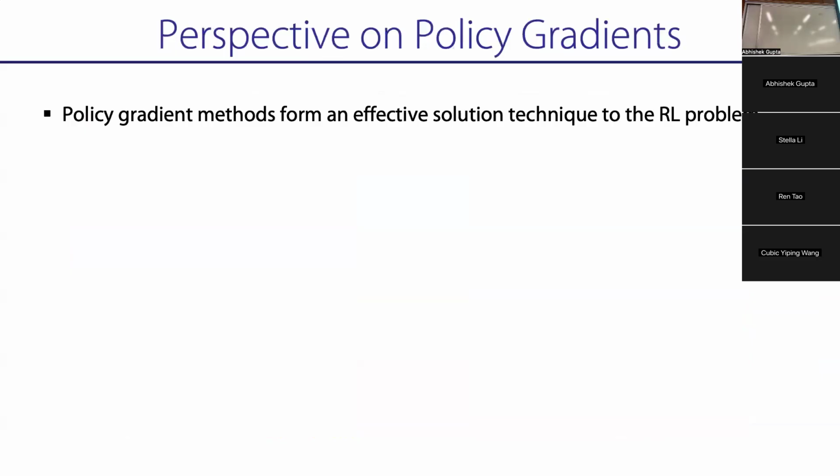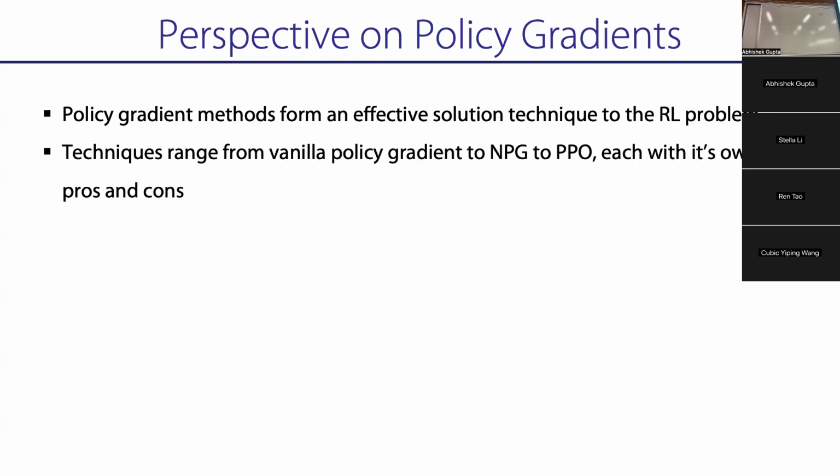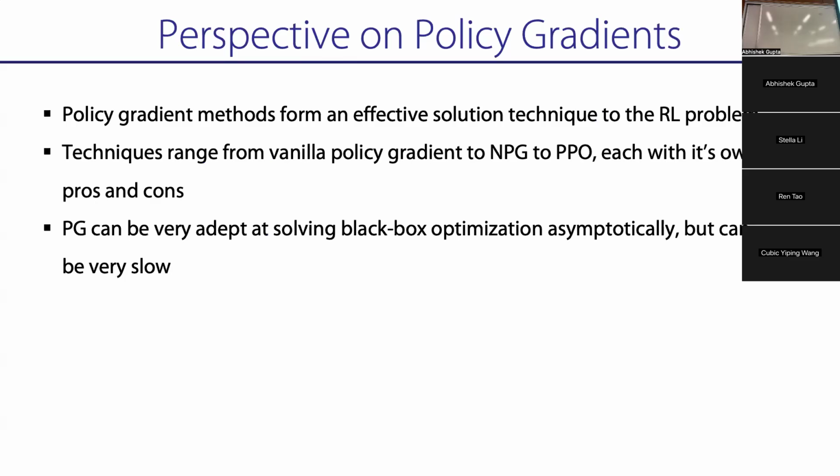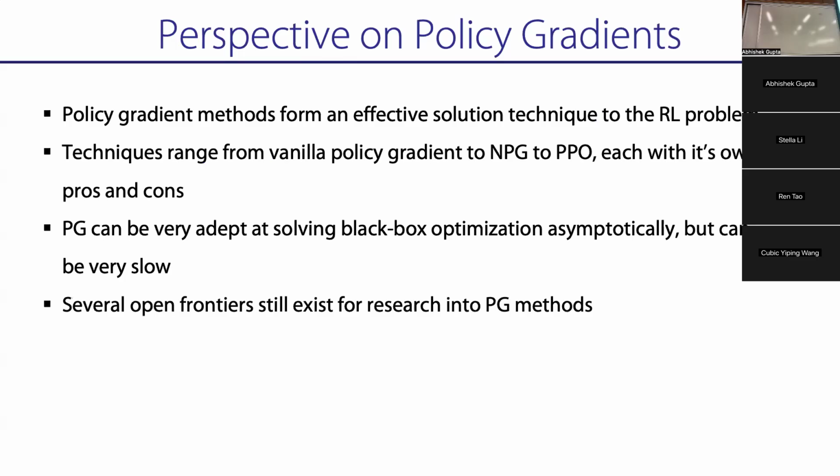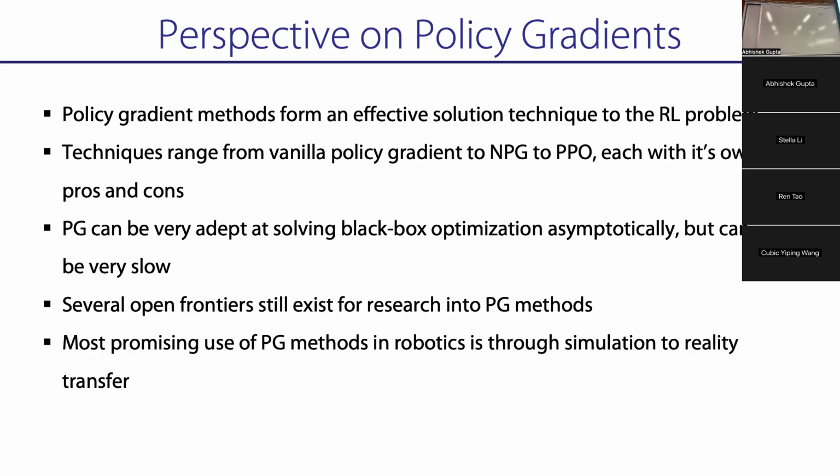And so some perspective here is that policy gradient is a pretty solid set of techniques. They give us a reasonable solution to the RL problem by just doing gradient descent on the objective. We talked about vanilla policy gradient, the first thing we talked about, natural policy gradient, TRPO, PPO. Each of them has its own pros and cons. Definitely don't use vanilla policy gradient for anything. PPO is better, and it's great for solving black box optimization problems, but it can be slow and inefficient, and there are lots of open problems.